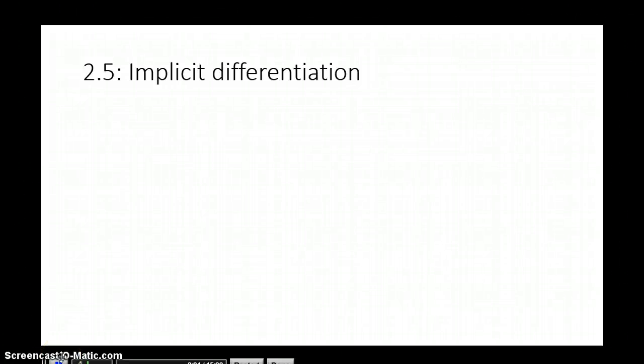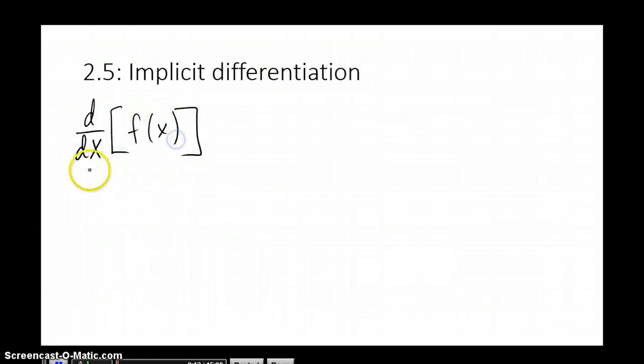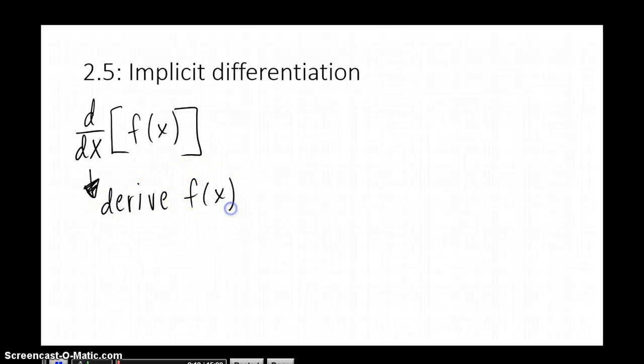Okay, so section 2.5, implicit differentiation. Let's talk more about what this notation for the derivative means. This means I'm going to derive the function that follows it. So derive f of x with respect to x.